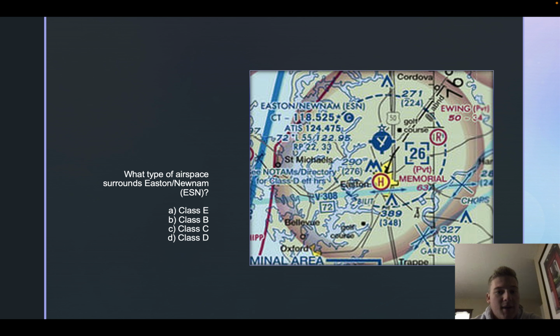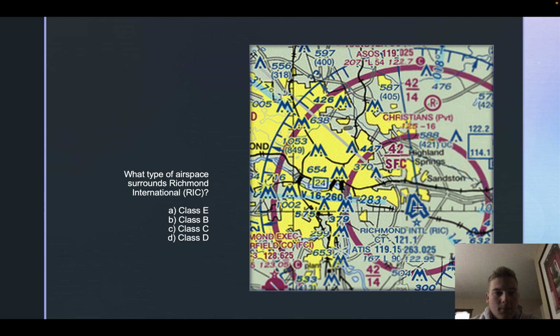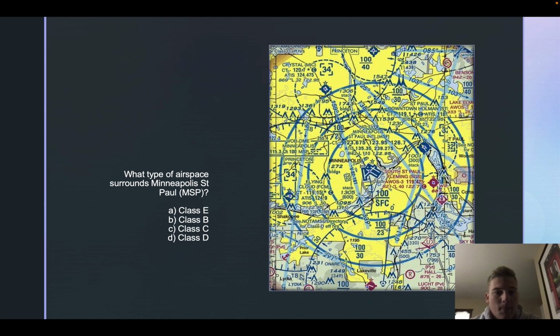Looking at this airspace, we're looking at the Easton Newman Airport, which is that blue dotted line. We're asking what kind of airspace that is: E, B, C, or D. And then on this question, we're looking at Richmond International. It's got that solid magenta line there. Again, we're asking, is it E, B, C, or D? And then over here, we look at Minneapolis St. Paul, that solid blue line. Is that E, B, C, or D?